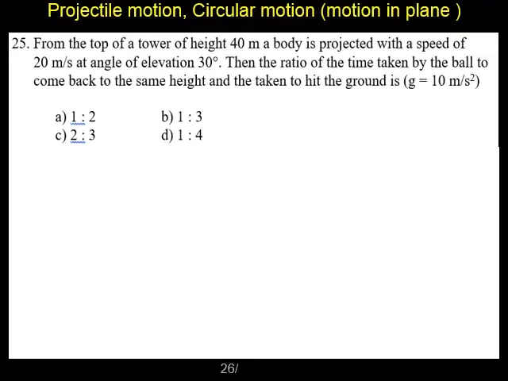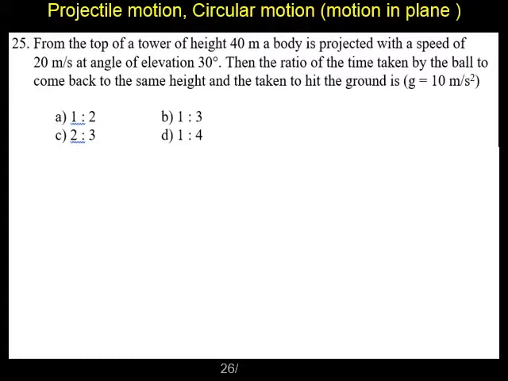Now we move on to the 25th question. It's a problem on projectile motion. From the top of a tower of height 40 meters, a body is projected with a speed of 20 meters per second at an angle of elevation of 30 degrees.